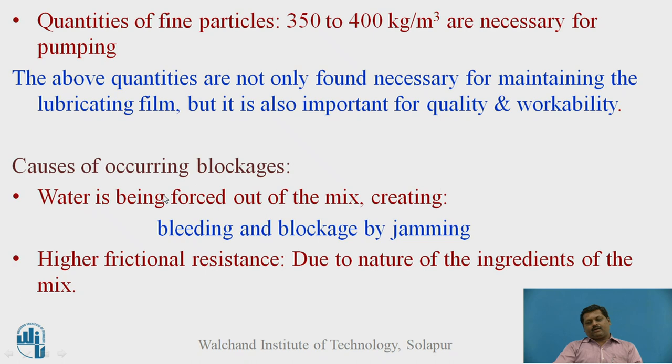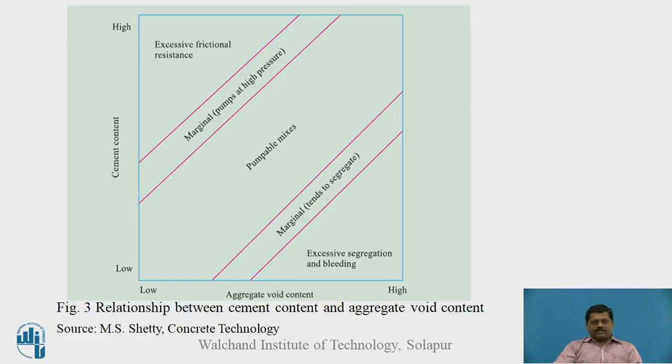So water, if it is forced out, I have seen when a higher water-cement ratio is used and the water is migrating from the mix. This will create bleeding or blockage by jamming. Second is higher frictional resistance. If the nature of your ingredients is such that it gives very high resistance, in that case also there will be blockages.